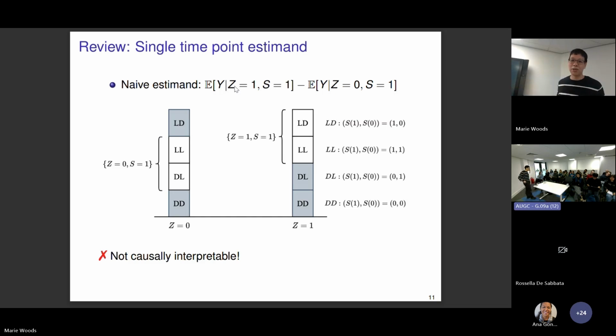But one thing that most people in causal inference realize is that this is not causally interpretable. People who survive under treatment are in general not the same as people who survive under control, because here you're essentially conditioning on a post-treatment variable. So this is one way to understand this problem.